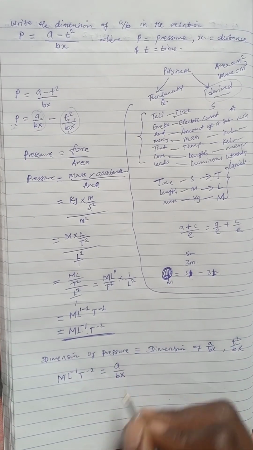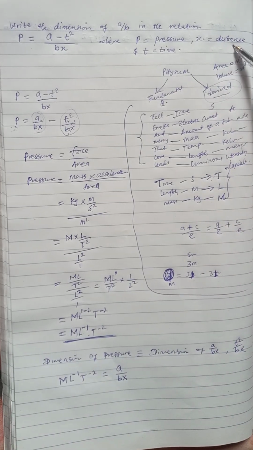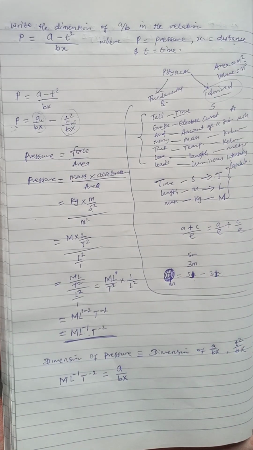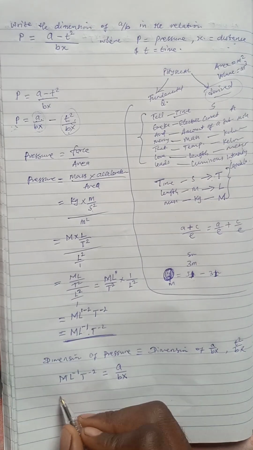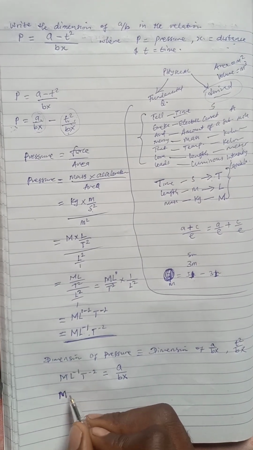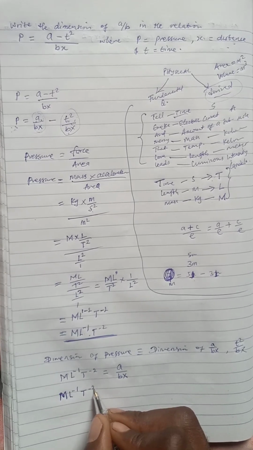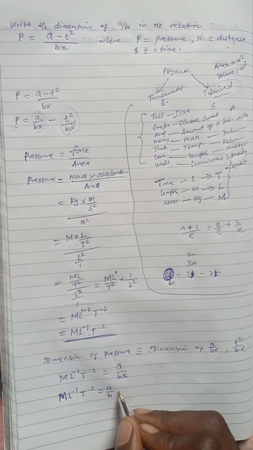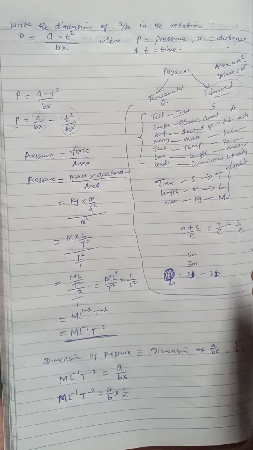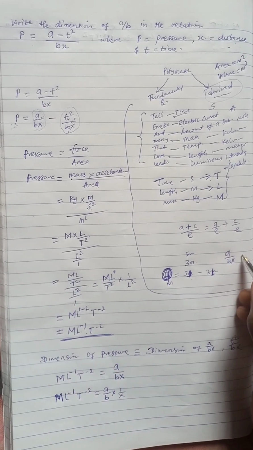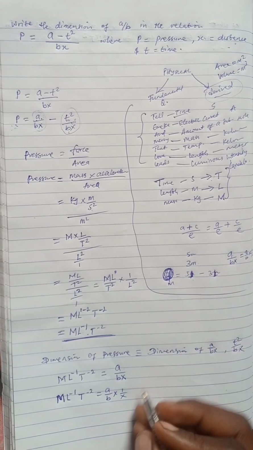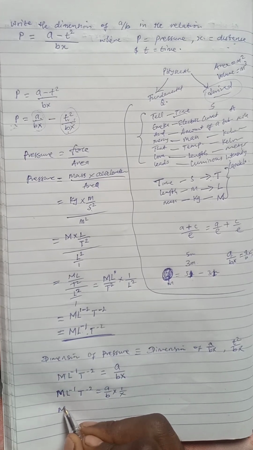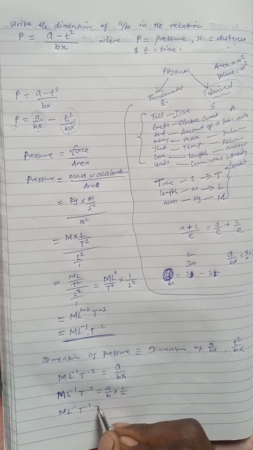over Bx. Now remember that S, they say that S stands for what? Distance. And you know that distance is measured in what? In meters. Since distance is measured in meters, which is the SI unit, the dimension for meters is what? Capital L. So it means that ML to negative 1, T to negative 2 is equal to A over B times 1 over X. You know, A over Bx, I can split it into A over B times 1 over X, such that A times 1 is A, B times S is Bx.